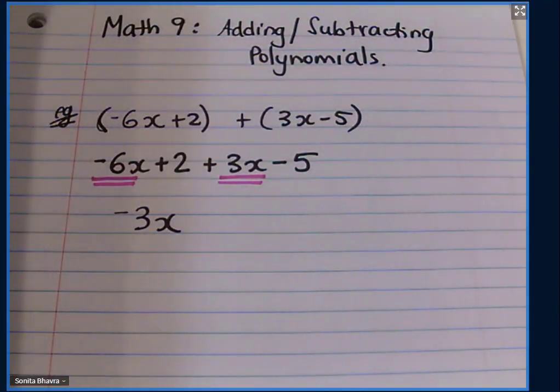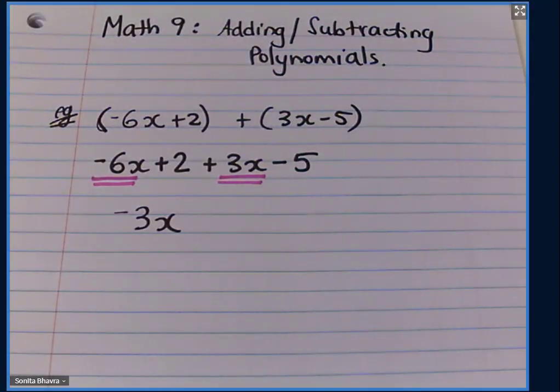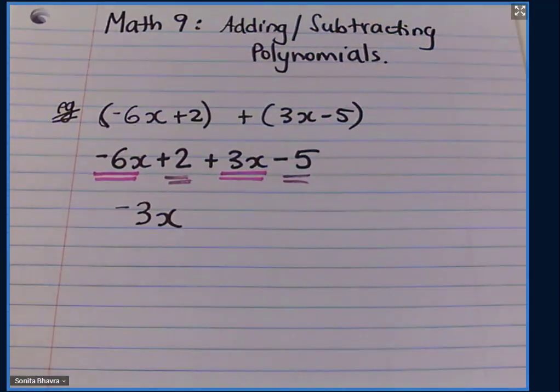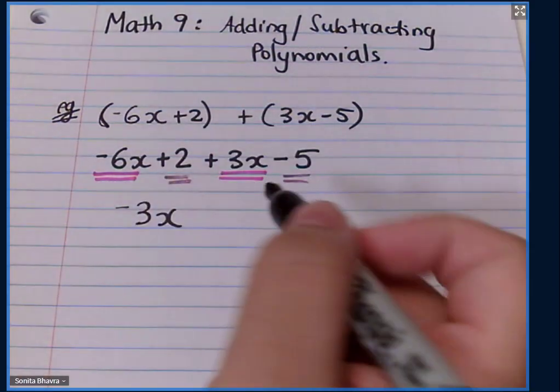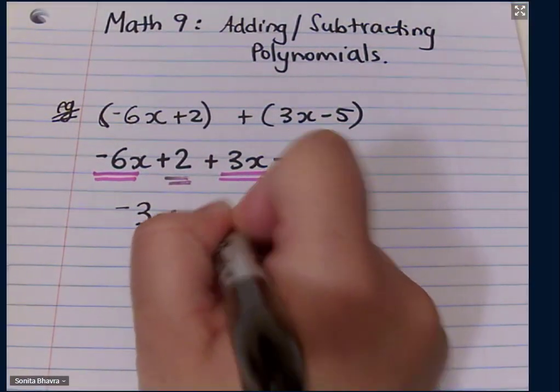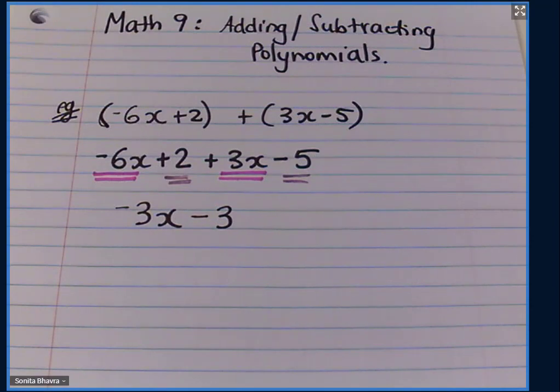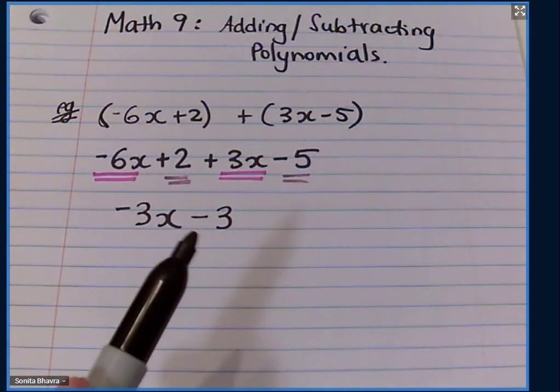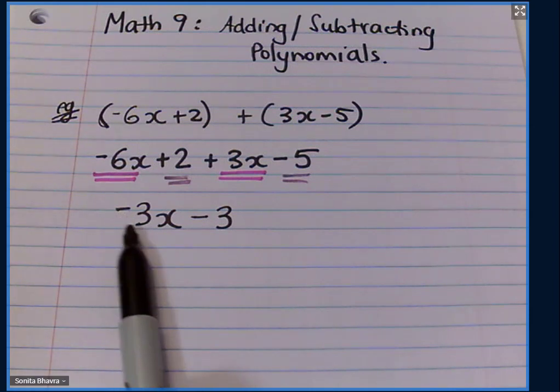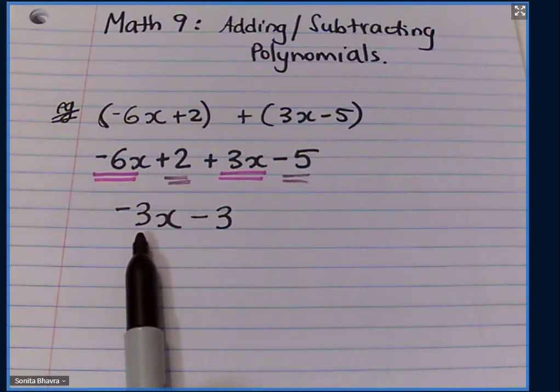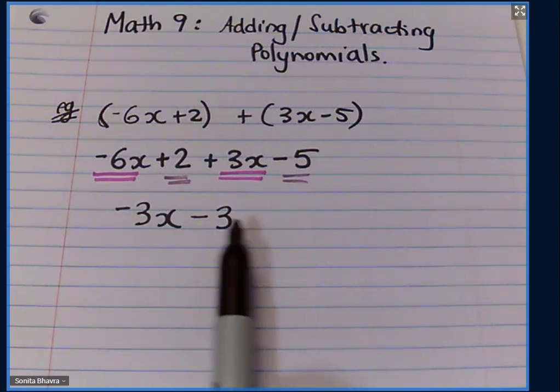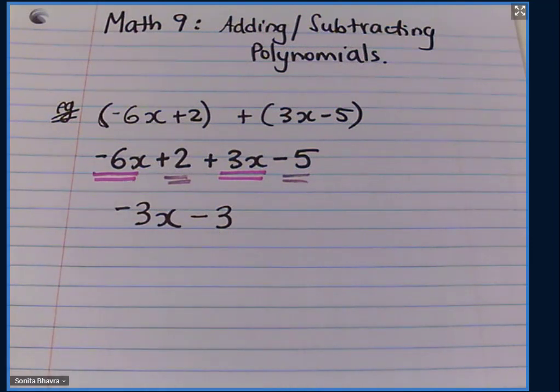And the other two we can collect together is the positive 2 and the negative 5. All right, so positive 2 and negative 5, that gives me negative 3. All right, so again, remember that the signs in front of the term determine whether it's positive or negative. So this is negative 3x minus 3, or you can call it negative 3x and negative 3. It's kind of interchangeable.